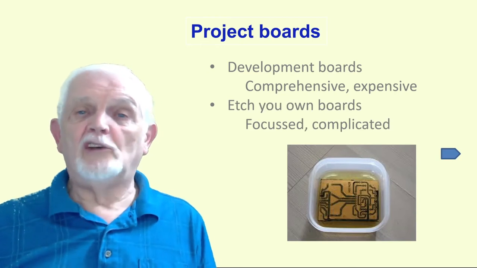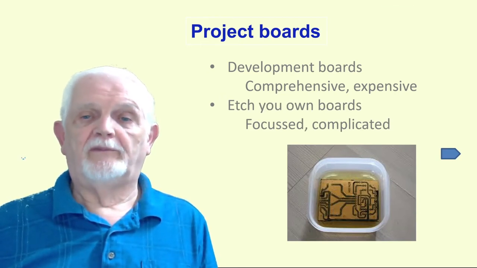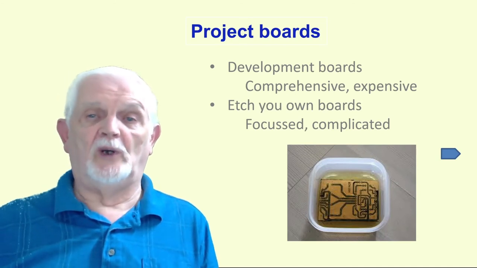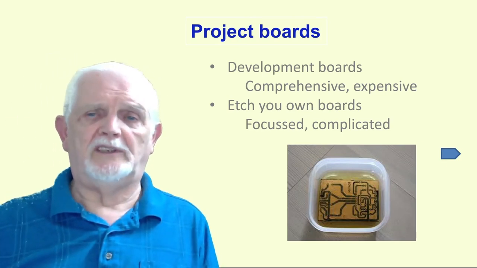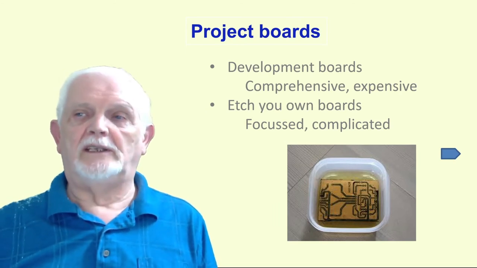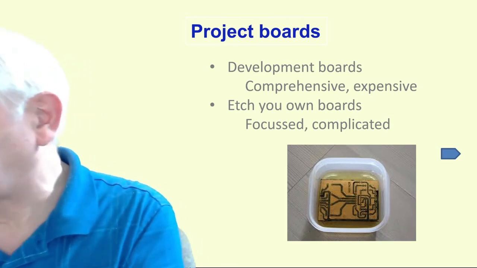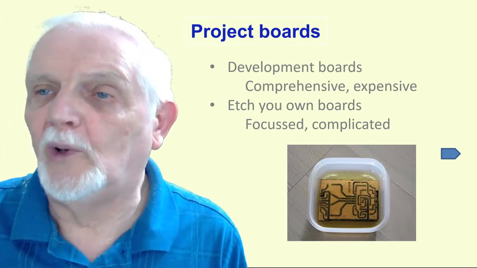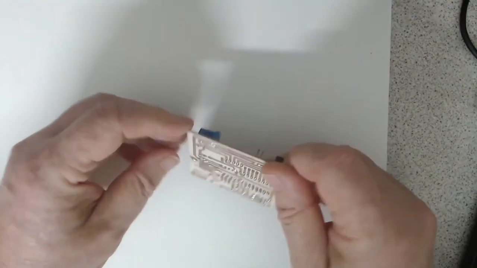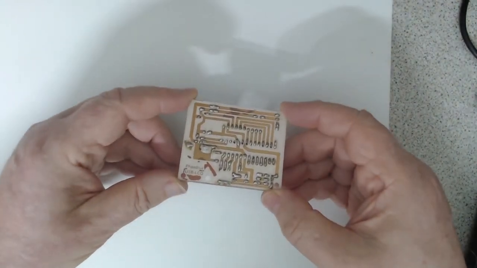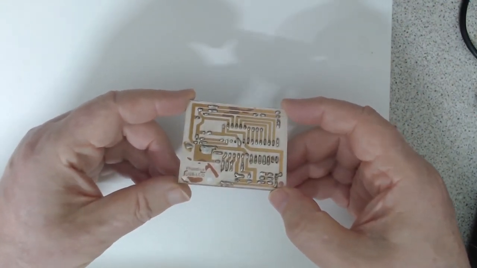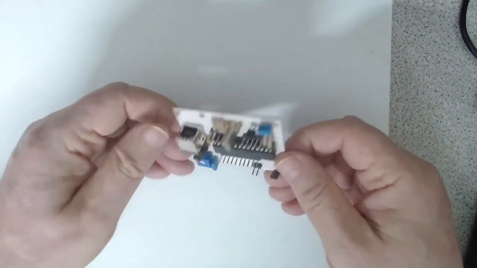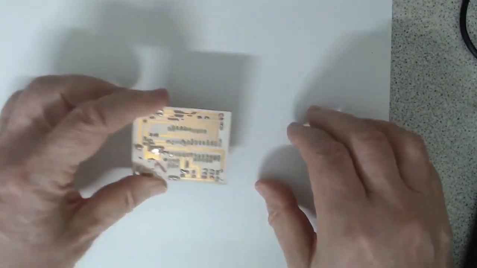You can create your own PCBs. The benefit of that is it does exactly what you want in the tin, but it's complicated. It's fussy. You've got to either have some sort of router to drill out the unwanted copper, or you've got to etch it. I've got some pictures here of ones we made earlier. This is one made by Chick, a USB LCD, a one-off, and that was done a few years ago.